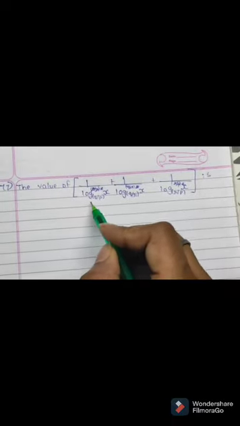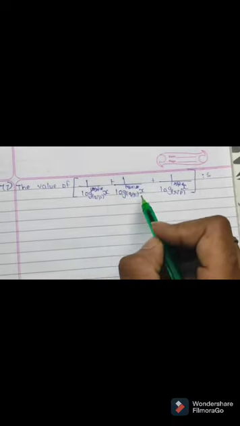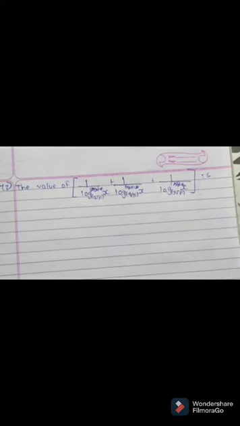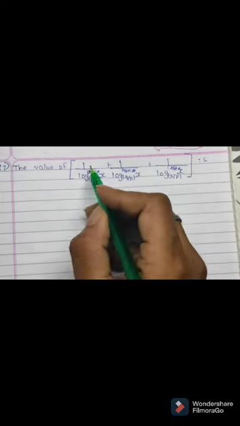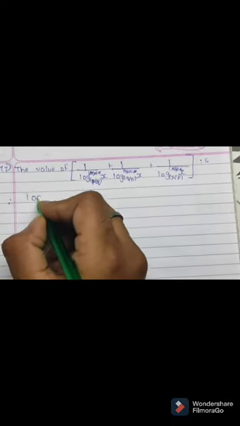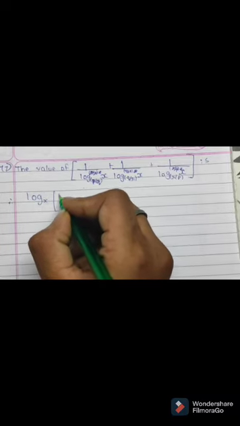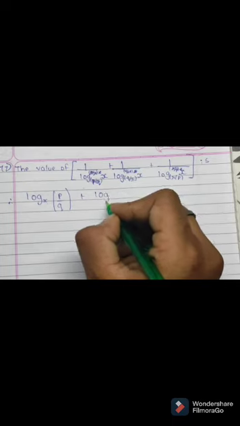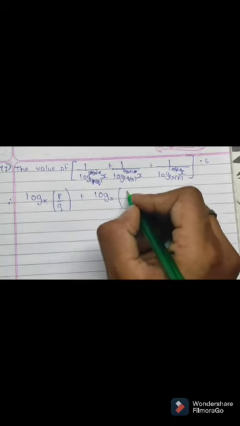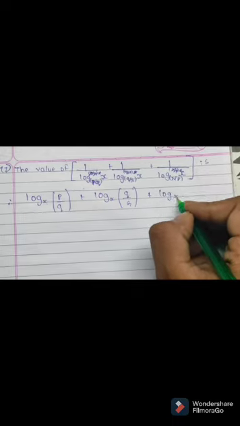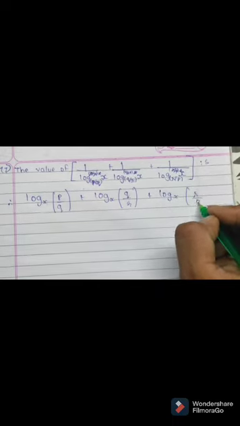Here we need to find the value of 1 upon log x to the base q by p plus 1 upon log x to the base q by r plus 1 upon log x to the base r by p. Now as they are reciprocals, therefore we can write this as log to the base x p by q plus log to the base x q by r plus log to the base x r by p.